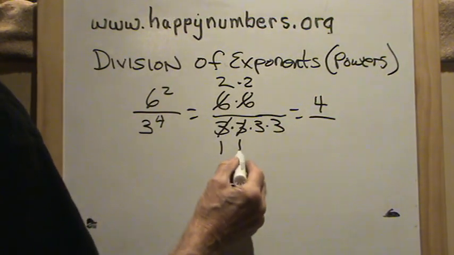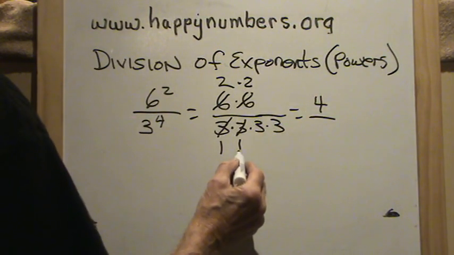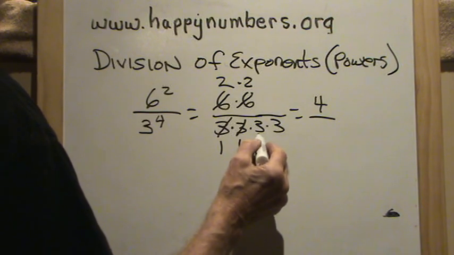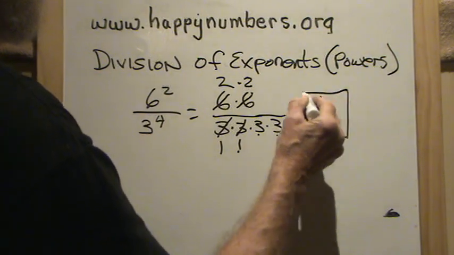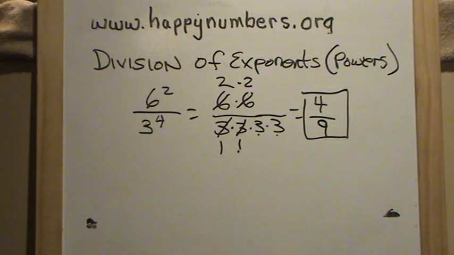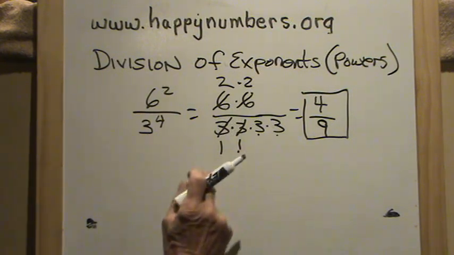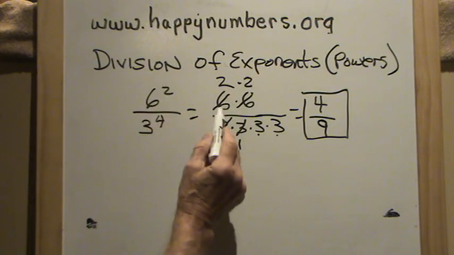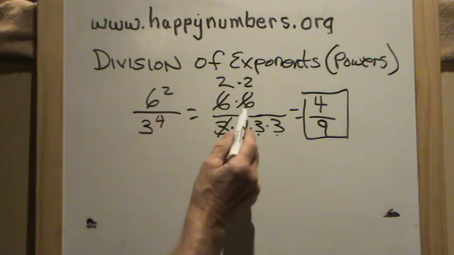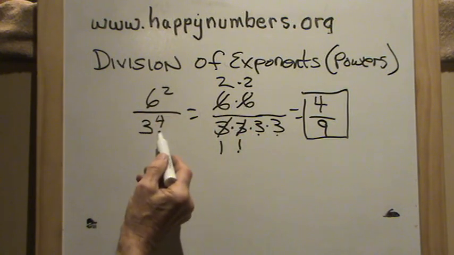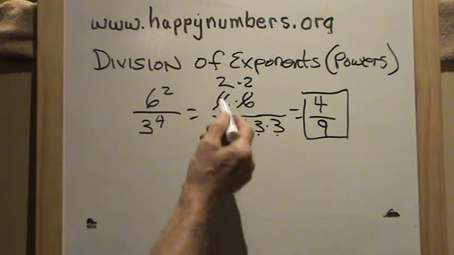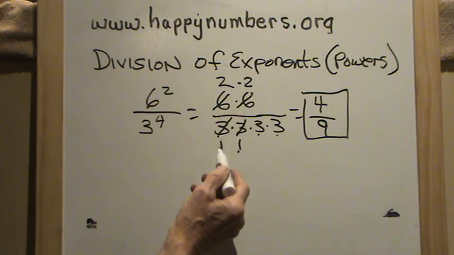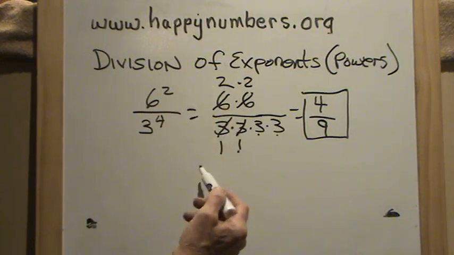And 1 times 1 is 1. And 1 times 3 is 3. And 3 times 3 is 9. So our answer is 4/9. Pretty simple. We expand the problem. So 6 squared is 6 times 6. 3 to the fourth power is 3 times 3 times 3 times 3. Then we canceled out. We said 3 could go into 3 one time, 3 goes into 6 2 times.